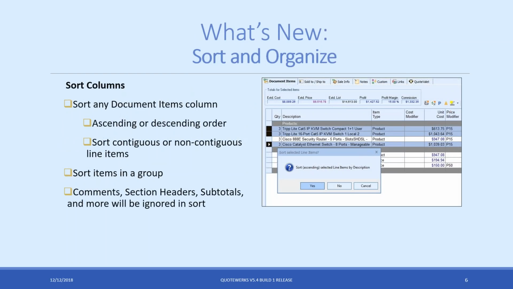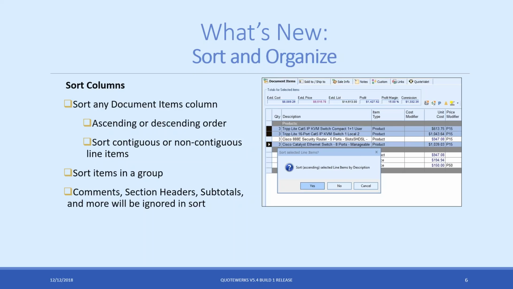Probably my favorite feature that we added in this build is the ability to sort and organize. I know we've had a lot of people requesting this for a very long time. So what the sort and organize will do is it will allow you to sort on a specific column. So if you want to sort on the description column, or maybe by the unit price or the unit cost or the manufacturers, or however you want to organize that document, you're able to use the sort and organize feature now just by clicking on the column.